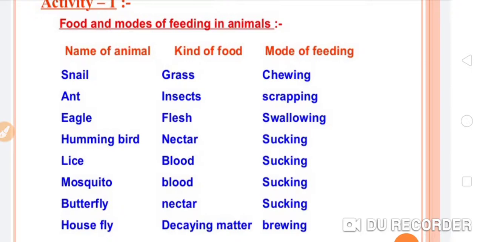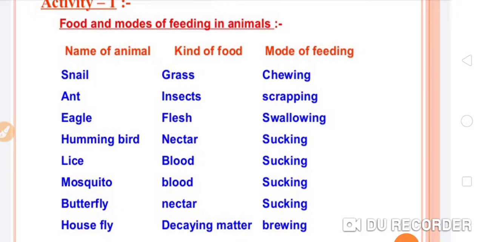Now third animal, that is eagle, and kind of food is flesh, and mode of feeding is swallowing. Now next, that is hummingbird. Kind of food is nectar. Mode of feeding is sucking. Now next one, that is lice. Kind of food is blood and mode of feeding is sucking. Now next one, that is mosquito. Kind of food is blood. Mode of feeding is sucking.